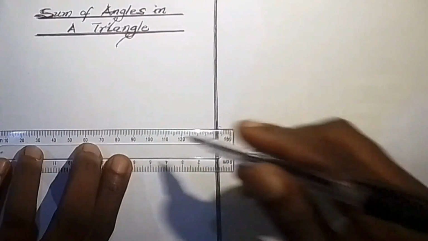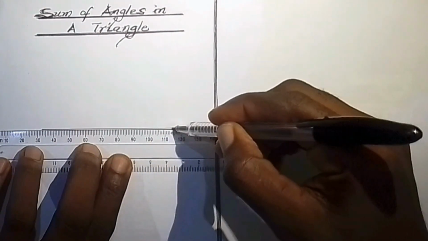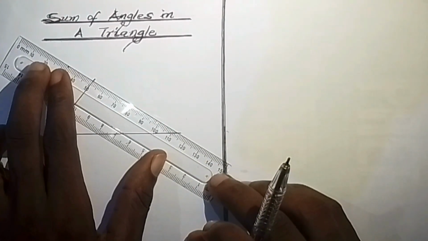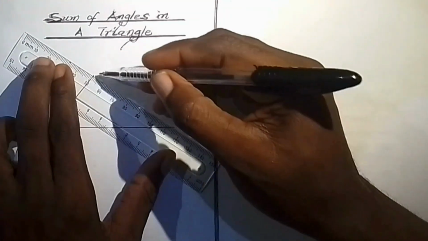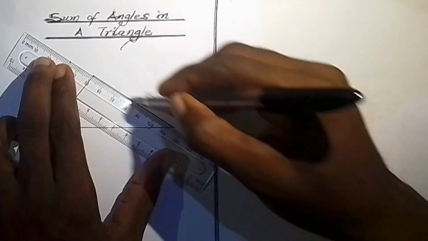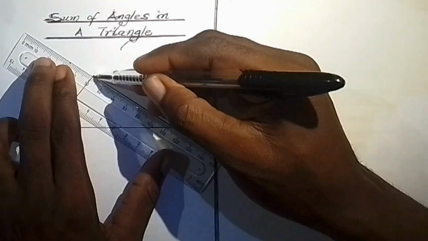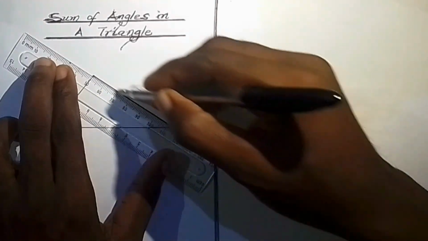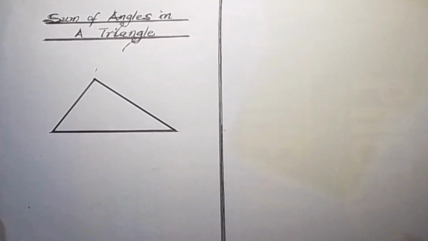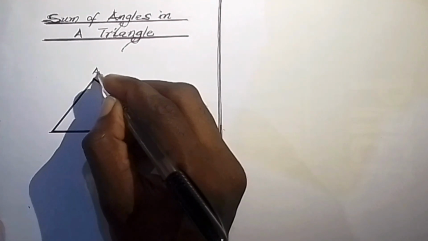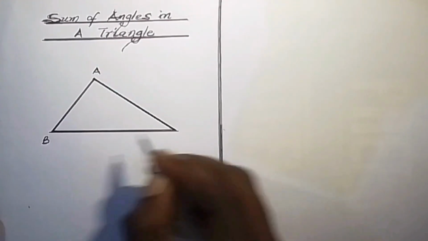You know that the sum of the interior angles of a triangle is 180 degrees. And WAEC will not ask you what the sum of the interior angles of a triangle is, but they will ask you to prove it, to prove that the sum of angles in a triangle is 180 degrees. To prove that the sum of angles in a triangle is 180 degrees, we are going to consider this triangle.